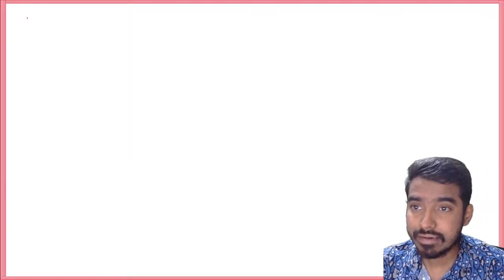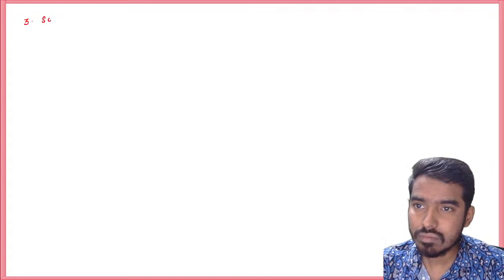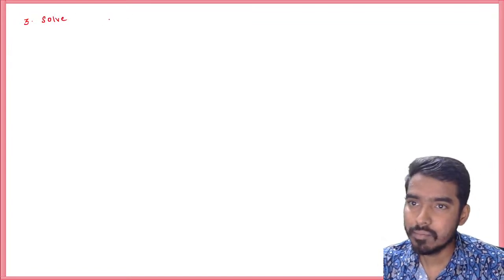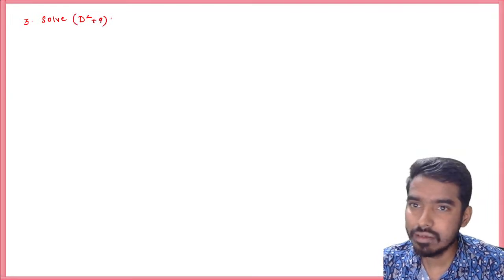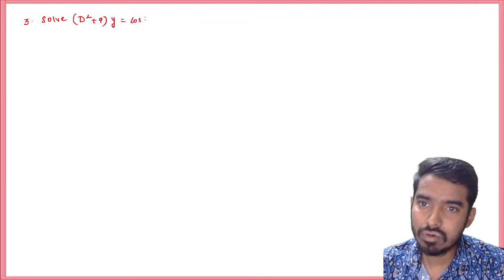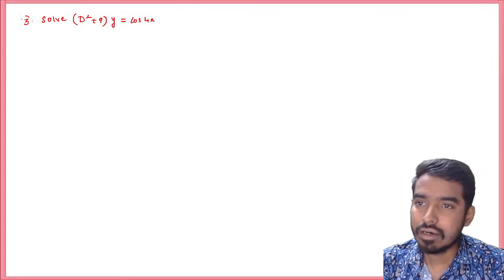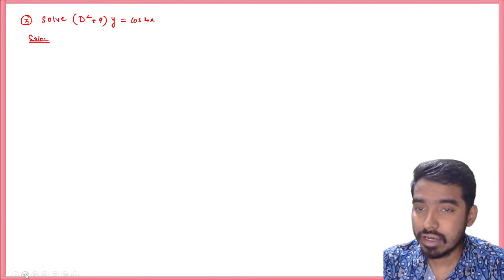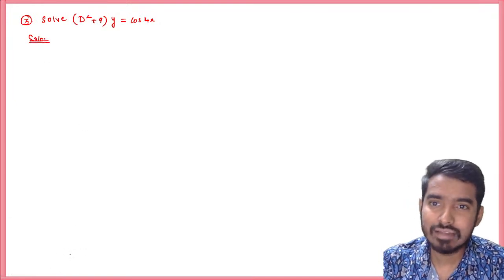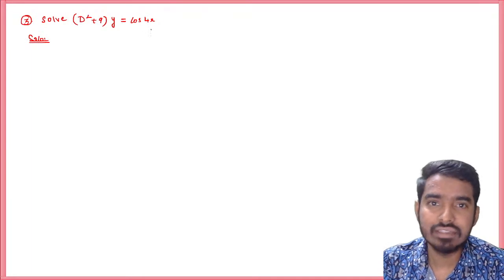It is on type 2, right? Okay. So solve (D square plus 9) y is equal to cos 4x. Solution. So this is type 2, right? Because you can see R is of the form sin ax or cos ax. Here it is cos 4x. So it is type 2.